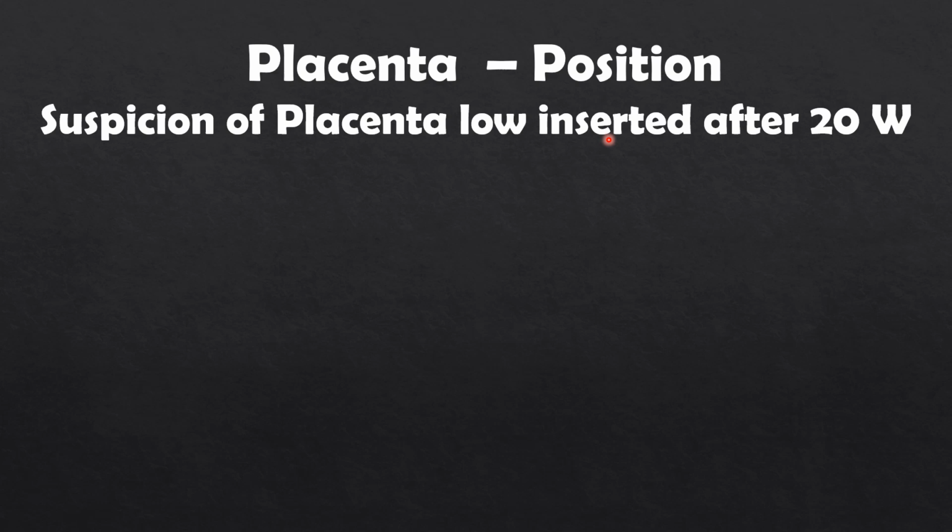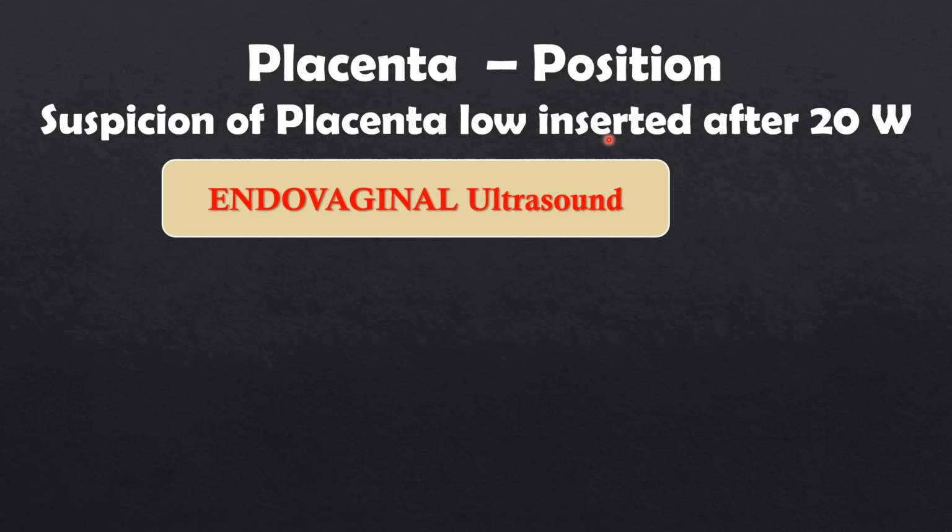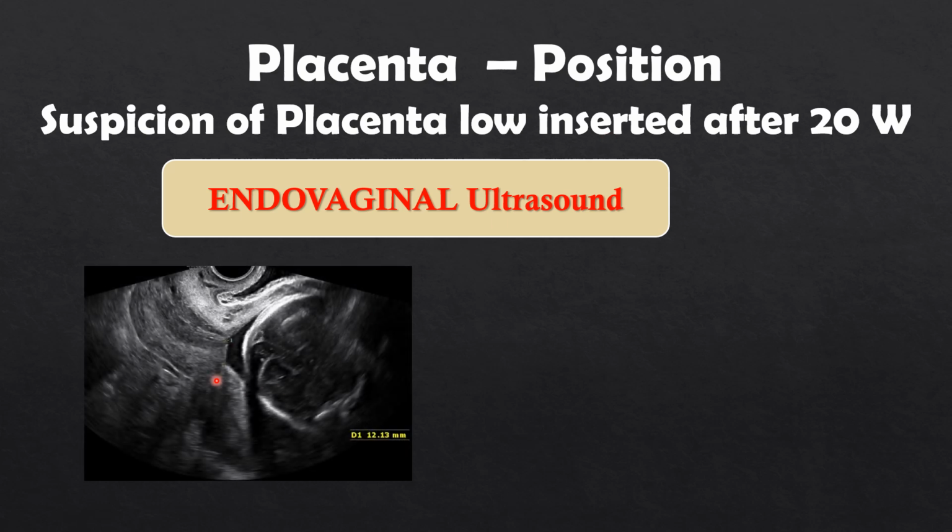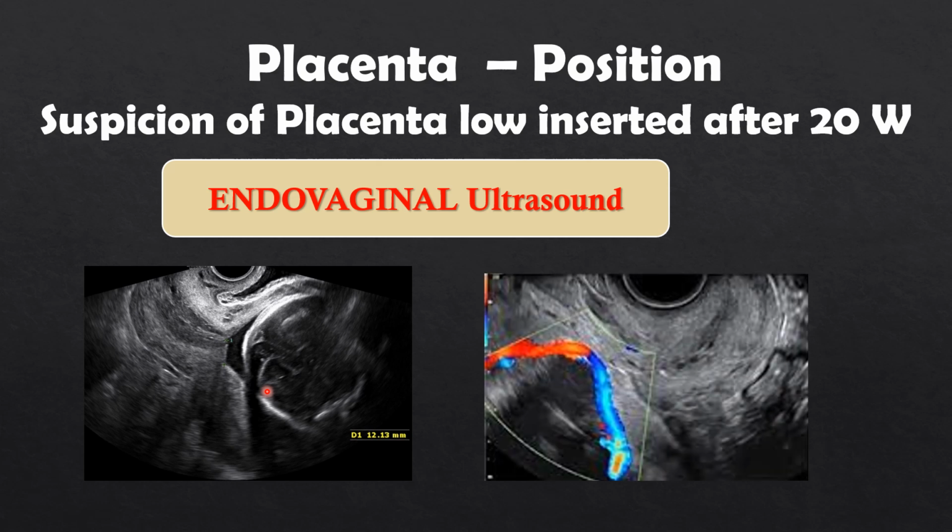In case of suspicion of a low inserted placenta after 20 weeks of gestation, it's essential to use vaginal ultrasound to specify the location of the lower edge of the placenta. In this first example, it's clear that the placenta is at a distance from the internal os, whereas in the second case, the placenta covers completely the internal os with the vasa previa, and the ability to see these vessels is mandatory during the pregnancy to avoid bleeding before the birth.